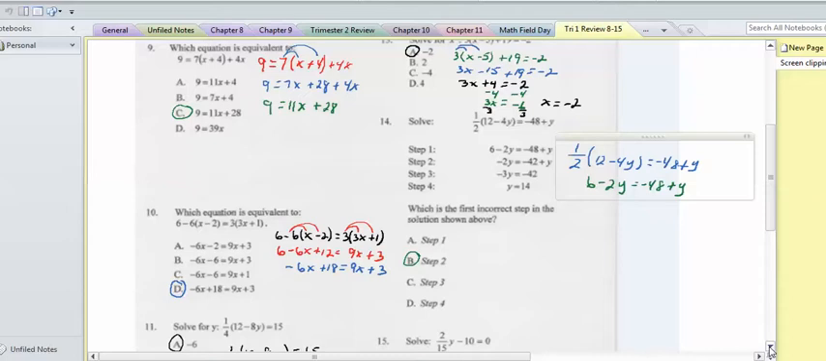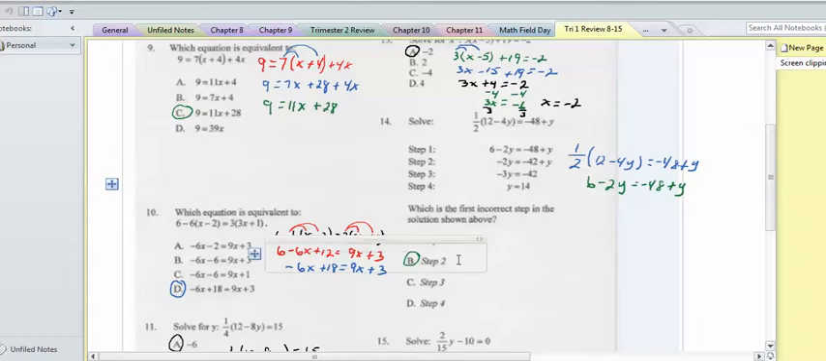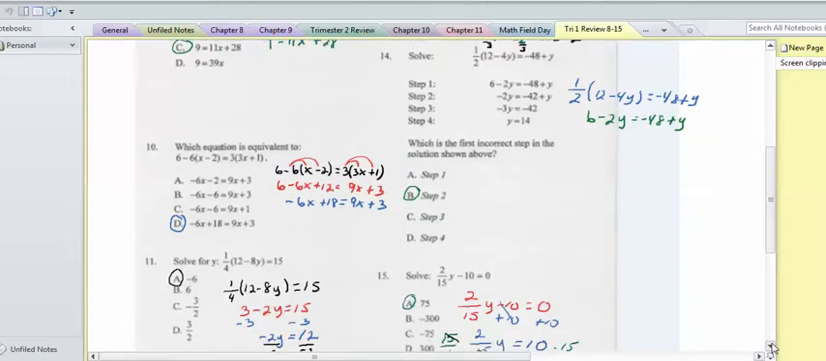Okay, the next one, the best way to do this one was to take this 1/2 and say what's 1/2 of 12, which is 6, what's 1/2 of 4, which is -2. Then you've got an equation that looks like theirs, and you look to see what mistake they made. It says what is the first incorrect step. If you look at step 2, they were supposed to have subtracted 6 from both sides, but they added 6 to both sides. So the first incorrect step was number 2.